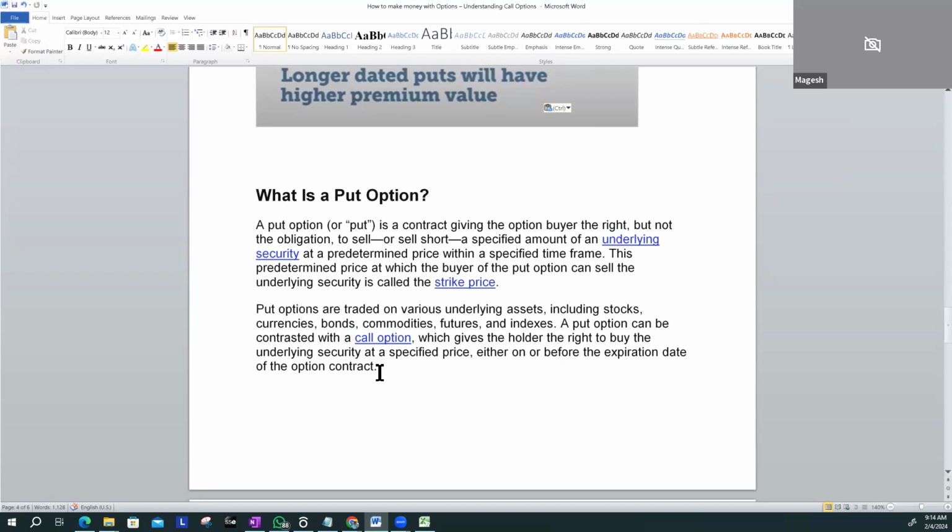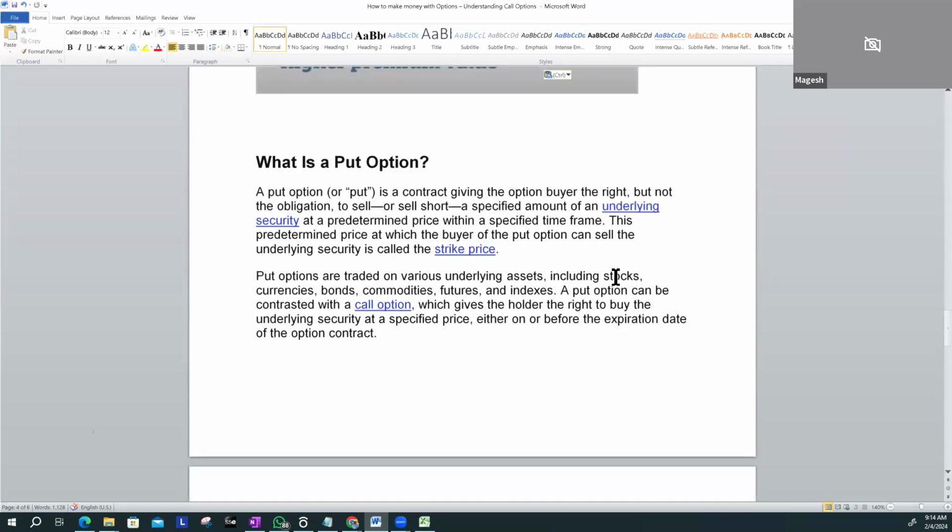And put options are traded on various assets like stocks, currencies, bonds, commodities, futures, and indexes. We limit ourselves to mostly stocks and index ETFs. A put option can be contrasted with a call option, which gives the holder the right to buy. In a call option, you have the right to buy.